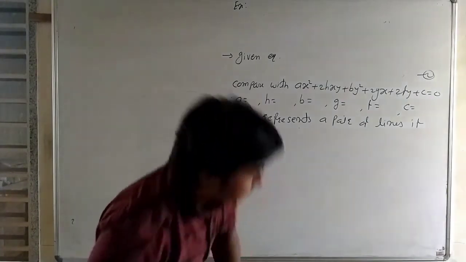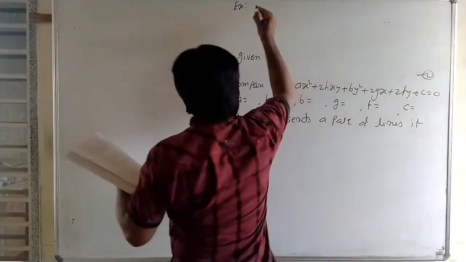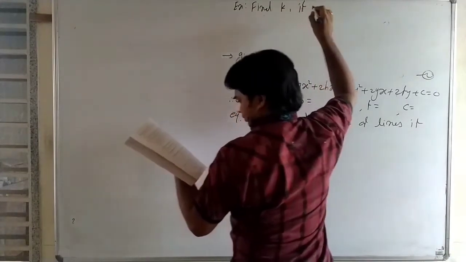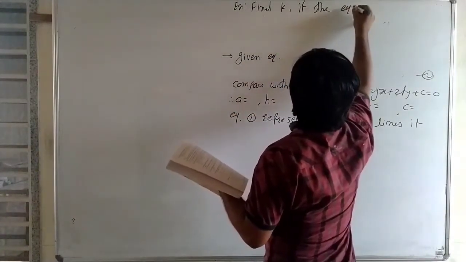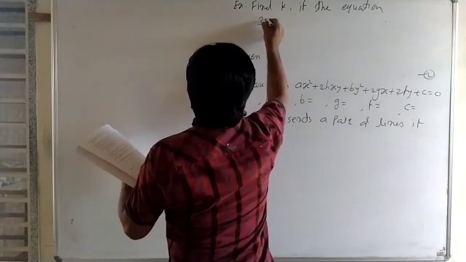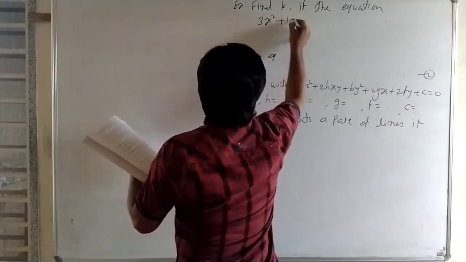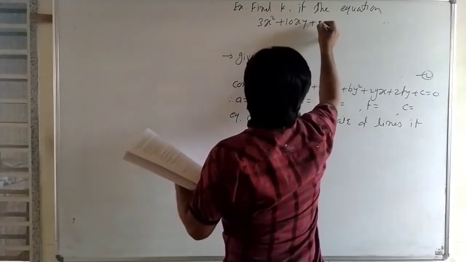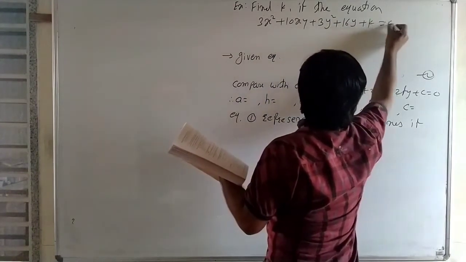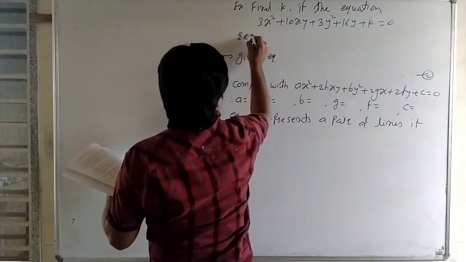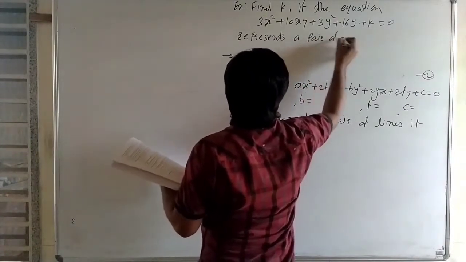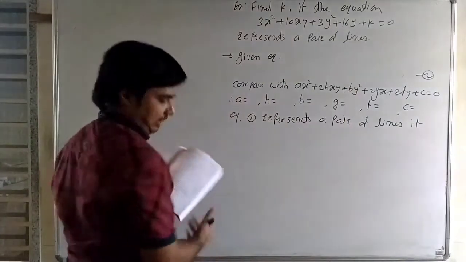Next example. Find k if the equation 3x square plus 10xy plus 3y square plus 16y plus k is equal to 0 represents a pair of lines.